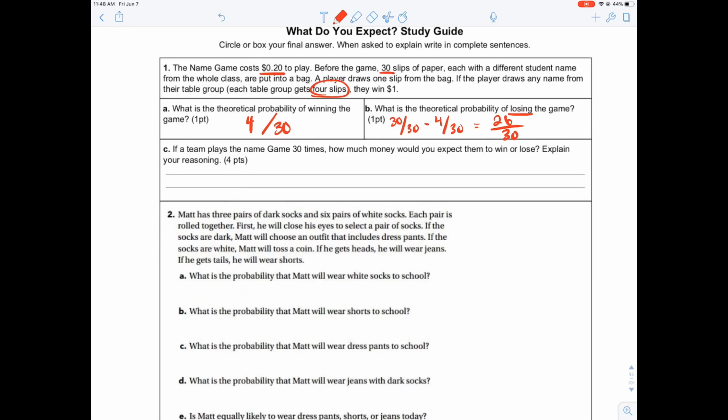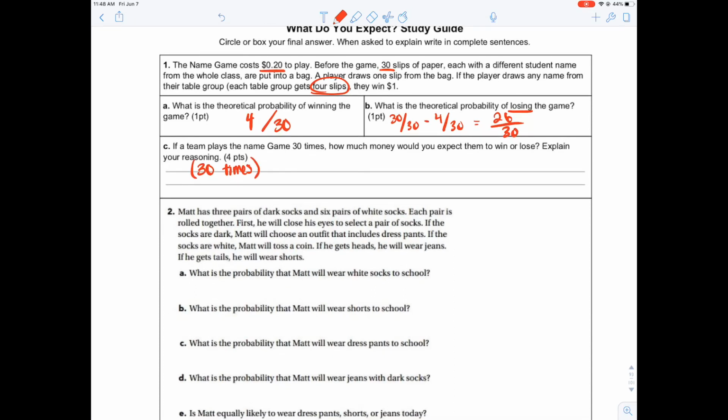If a team plays the name game 30 times, how much money would you expect them to win or lose? We're going to say that we played this 30 times, and it costs 20 cents to play this game. So every time we play, it's going to cost 20 cents, and we're going to multiply those two things. 30 times 0.2 is going to be 60 cents, no, 6 dollars. So $6 to play. That's the cost to play.